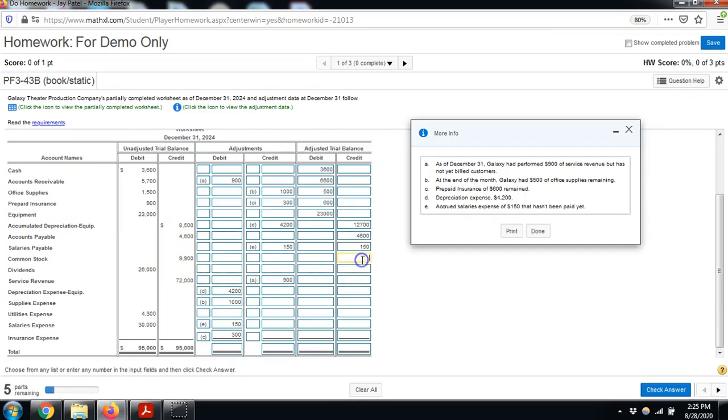Common stock, no adjustment. Dividends, no adjustment. And again, I made sure to put it in the debit column. Sales revenue, we have our original 7,200 from the unadjusted trial balance. We're adding this 900 to get 72,900.